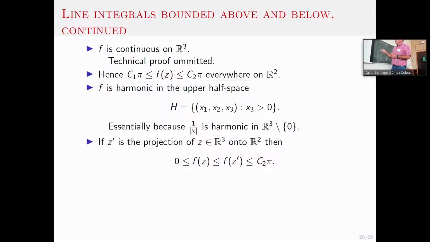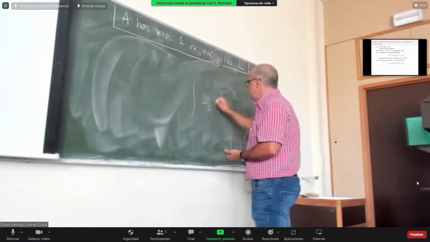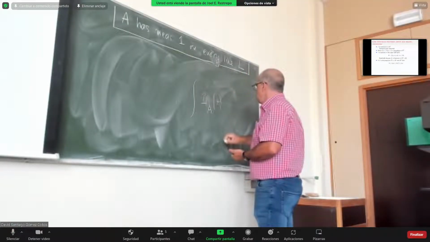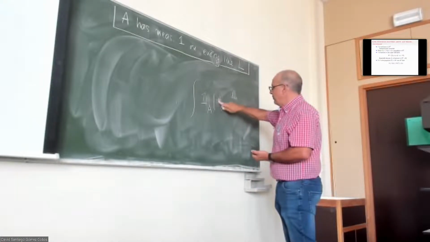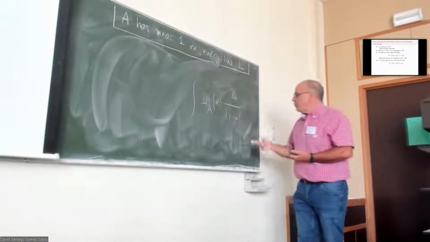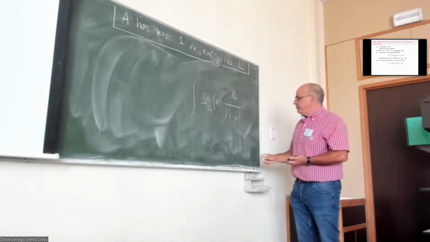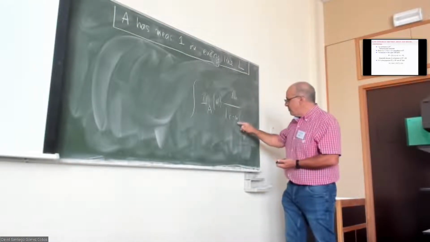Now, for a point z in space, let z prime be its projection onto the plane. Because of the way we defined our function, which is the integral of 1a, this is W. If you go from z, W is in the plane. Right, so this measures the distance.